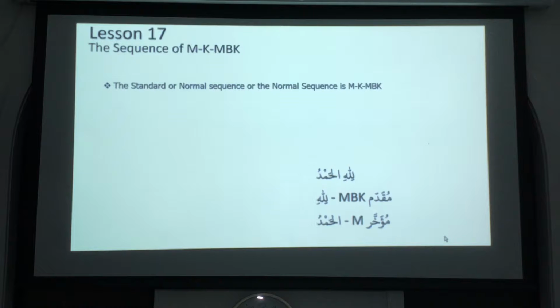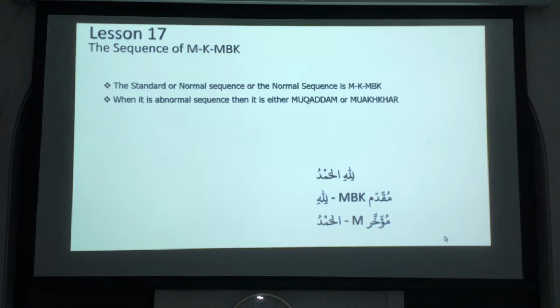Now the standard or normal sequence is M, K, and MBK, 1, 2, and 3. Everybody understand that? Okay. This is the standard. When it is an abnormal sequence, then it is either muqaddam or muakhar. So these are the two new terms we have to learn today.